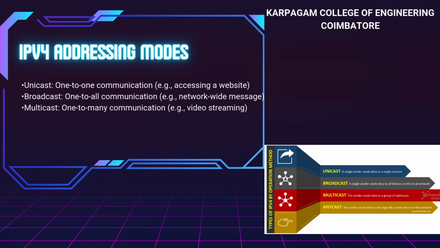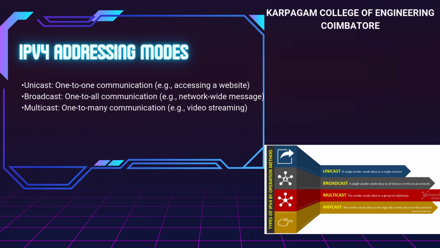Imagine a live sports broadcast on a streaming service. It sends to multiple subscribers but not everyone on the internet. Multicast is also used for video conference tools like Zoom and WebEx, where a speaker communicates with many listeners without overwhelming the network traffic.